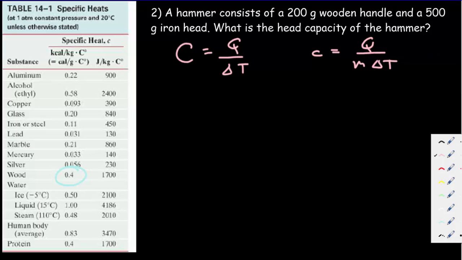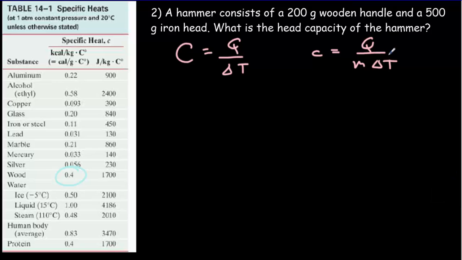And if I do something very simple here and simply multiply both sides of the specific heat capacity equation by mass, you'll see that I get Q over delta T on the right hand side here, which is simply big C. In other words, M times little c is equal to big C. So what we need to do here, we want to find out big C for this hammer.